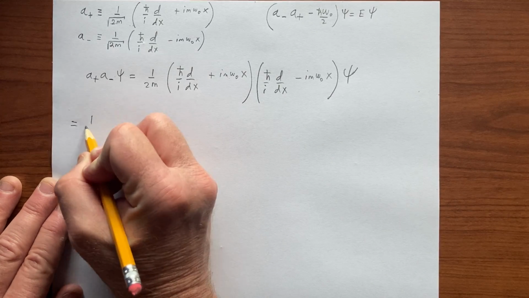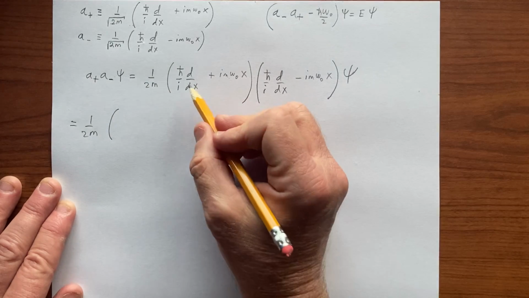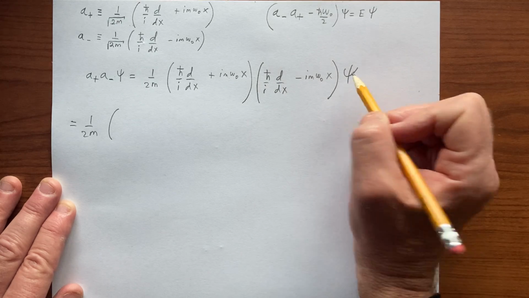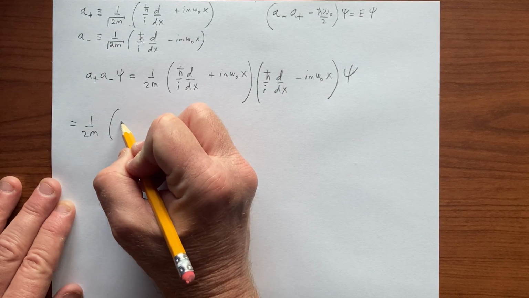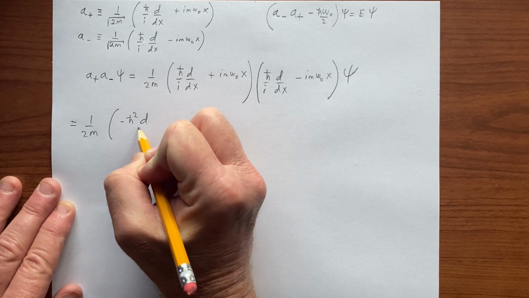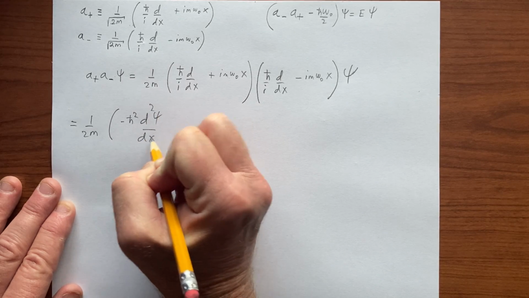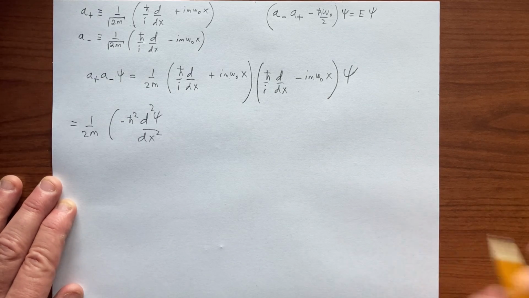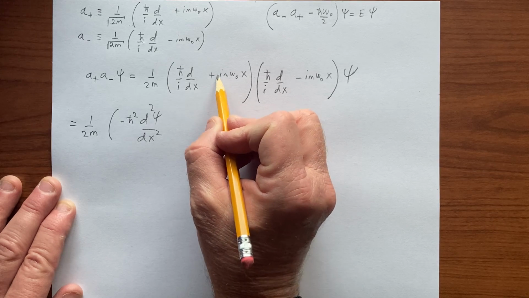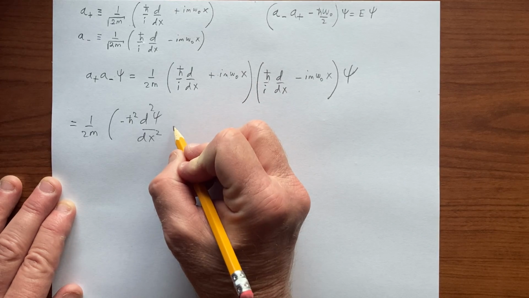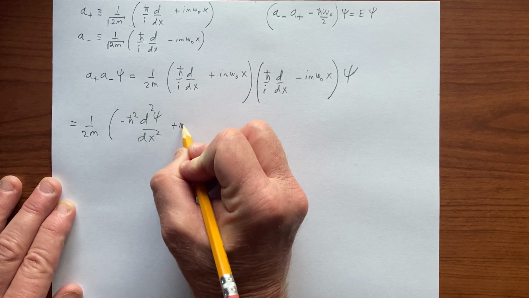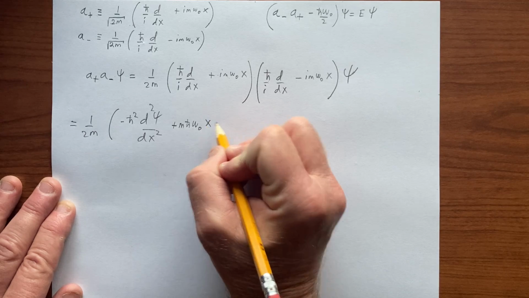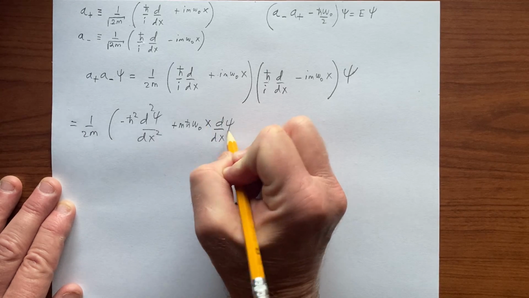So this looks like 1 over 2m. So it's this acting on this, which acts on that. So we get minus h bar squared, two derivatives of the wave function in x. Then we have this term, which is plus m h bar omega naught x d by dx of psi.